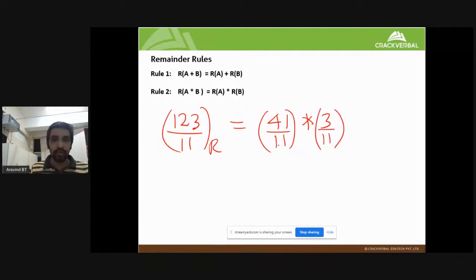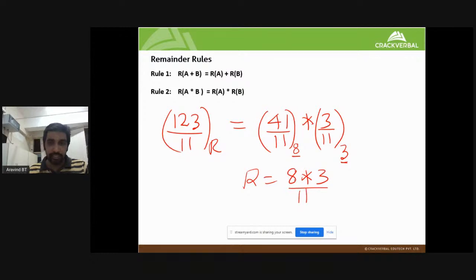What happens now? 41 by 11 gives me a remainder of 8 because 11 threes are 33. So 8 is the remainder. 3 by 11. Remember, 3 is the dividend and the dividend is smaller than the divisor here. So the remainder will be 3 only. So how do I find my remainder? My remainder will be 8 multiplied by 3, which gives me, by the way, a number more than 11. So I'll still have to divide by 11. 8 threes are 24. 24 by 11, the remainder is 2. So clearly we already know the remainder, right?